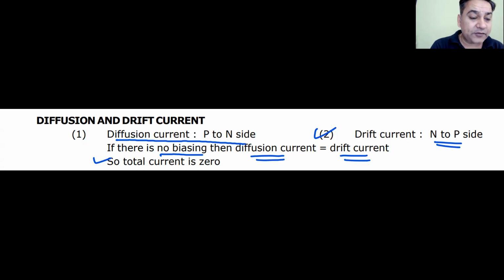Please note it down. I'll give you a minute. Two types of current, diffusion current. Don't get confused. A straightforward question will come. What is the direction of diffusion current? P to N side. Yes, sir. Please don't forget it, sir. Otherwise, it will be a big problem, sir. Okay, sir?